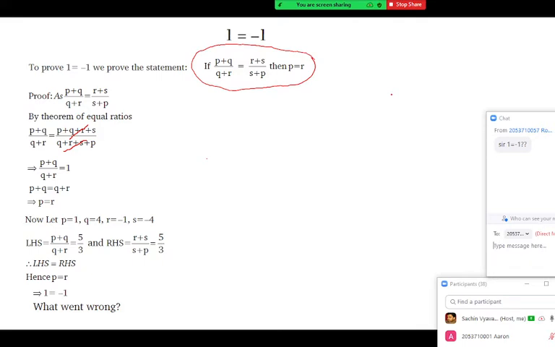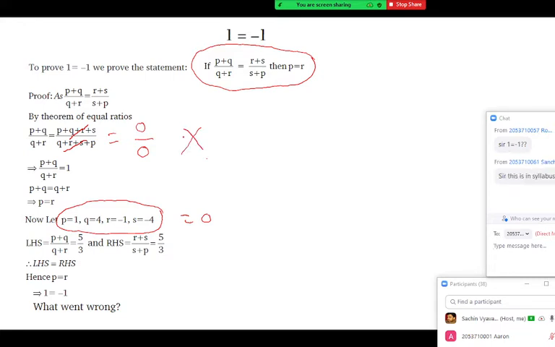Okay, so the mistake is in the step of selecting these values. You cannot put these values in that statement. The reason is, for these values of P, Q, R, S, when you cancel the term P plus Q plus R plus S, if you add these four terms, you will observe their sum is 0. So indirectly, you are getting 0 upon 0, and you are cancelling 0, and cancellation of 0 is not allowed. That we already know. So the mistake is in this step.